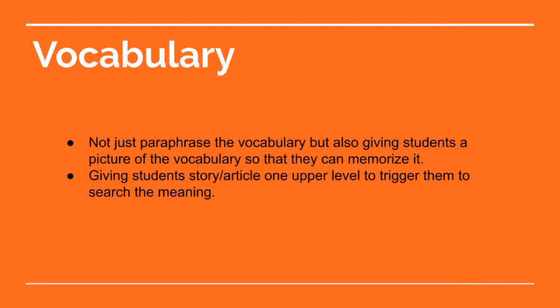And then the second one, giving students a story or article one level upper to trigger them to search the meaning. So for example, like in English department in reading 5, we have a story and article, and sometimes it's also a journal for us to read, and then we highlight a new vocabulary that we do not understand or we do not know before, and then we should translate it in another way to make the sentence become coherent.